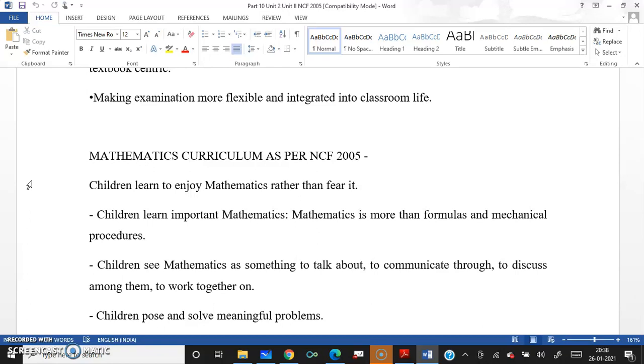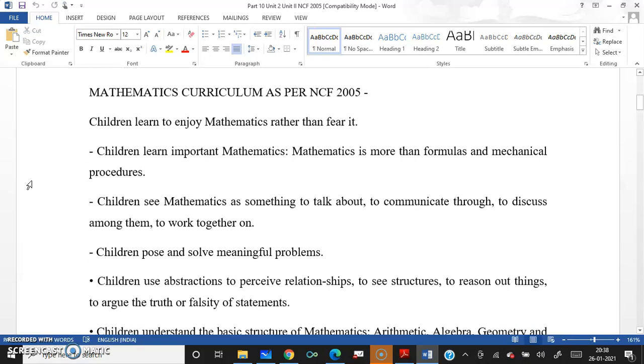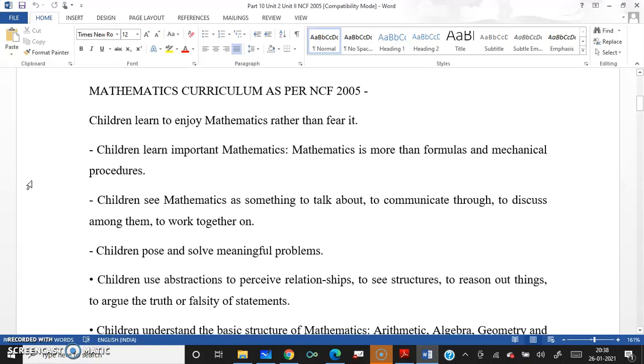What is the mathematics curriculum? Children learn to enjoy mathematics rather than fear it. So you should ensure that they enjoy mathematics. They should not fear it. That should not create a fear for the child. Next, children learn important mathematics. Mathematics is more than formulas and mechanical procedures. It's not only the arithmetic process in mathematics, it is beyond that.